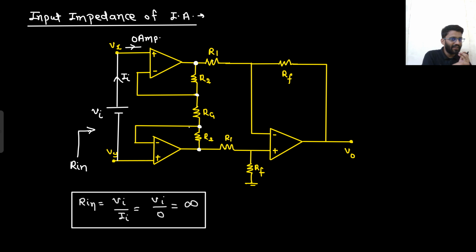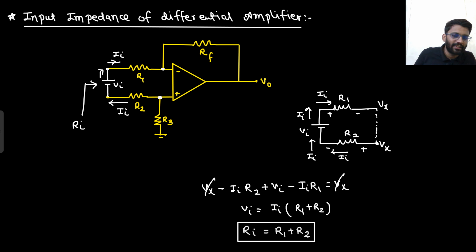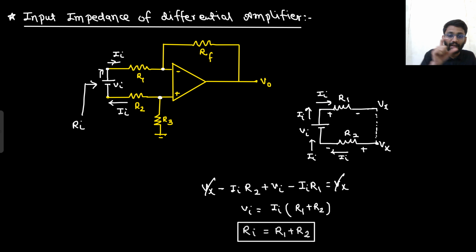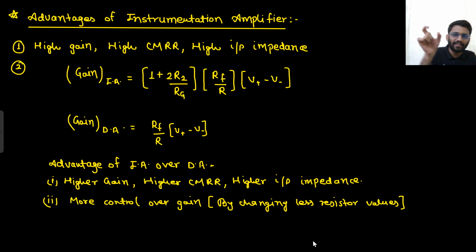So for a voltage amplifier, what is the requirement? All these are voltage amplifiers only, because the input is voltage and the output is voltage. So what is the requirement for a voltage amplifier? You need high input impedance or low input impedance? You need a high input impedance. So the instrumentation amplifier is a better amplifier because it has high input impedance. It also has higher gain. So it has high gain, high input impedance and high CMRR.